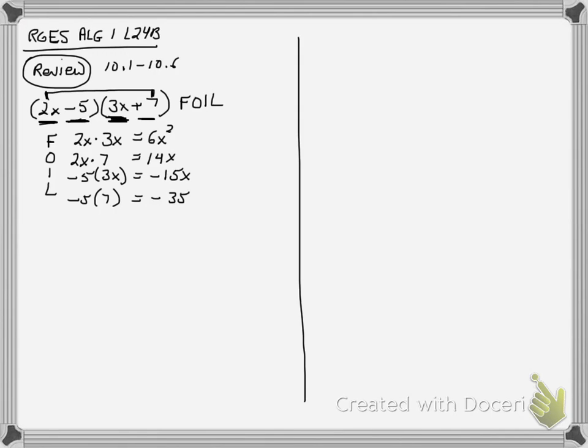Now, when we do it in that order, the middle two terms will always combine. So you do not want to finish your answer there. You want to make sure you combine those middle terms. So our final answer will be 6x squared, plus 14 minus 15, that leaves me with minus x minus 35. So if you still have not mastered that, so that it's easy for you, you want to go ahead and do some additional review. I would suggest you go back to page 412 and review those again so that those become easy to you.